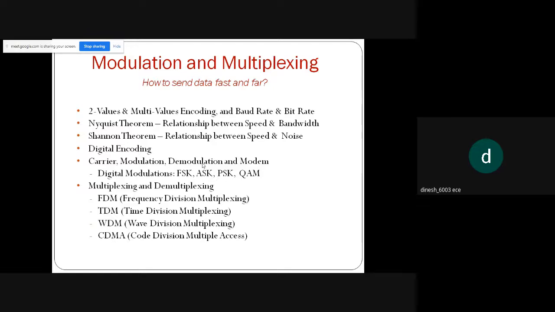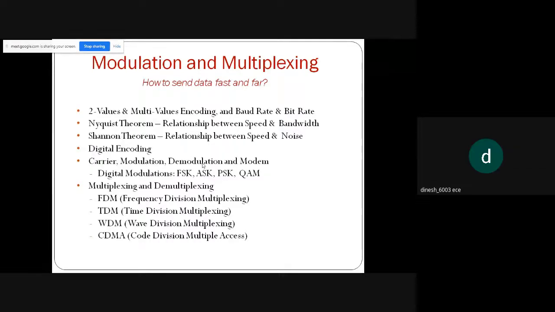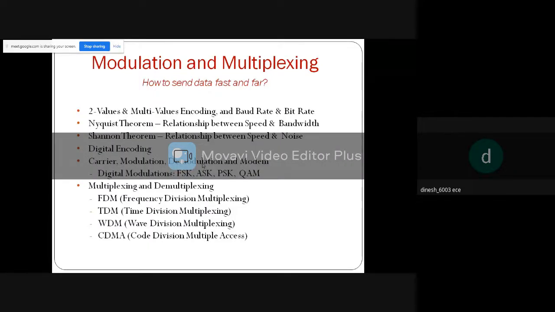modulated for satellite access using frequency shift keying, amplitude shift keying, phase shift keying, and quadrature amplitude modulation. Any of these can be used depending upon the requirement. And in multiplexing and demultiplexing, we might be using frequency division, time division, wave division, or code division. Anything might be used in multiplexing and demultiplexing systems, depending upon the requirements.